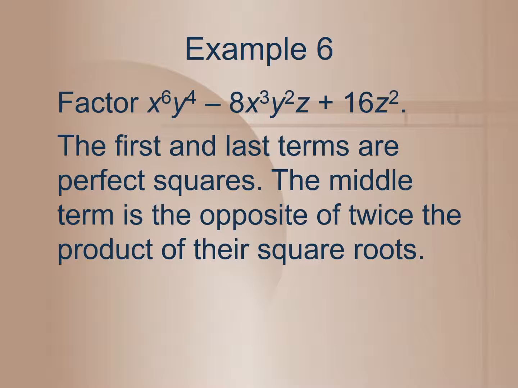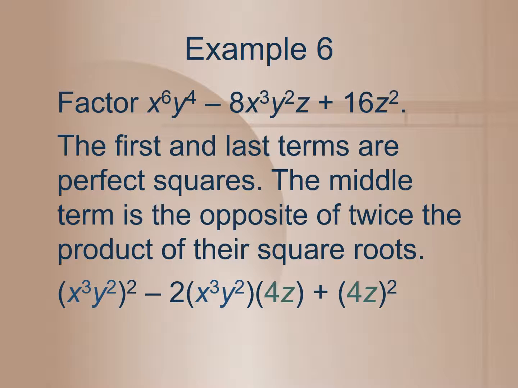So it works. So now the question is, is that middle term twice the product of the square roots? So I said the square root of x to the 6th, y to the 4th was x cubed, y squared. So there's that. And then 16z squared was 4z. So 2 times x cubed, y squared times 4z does become 8x cubed, y squared, z. So this does work. So I know that it's going to be the square of a difference.